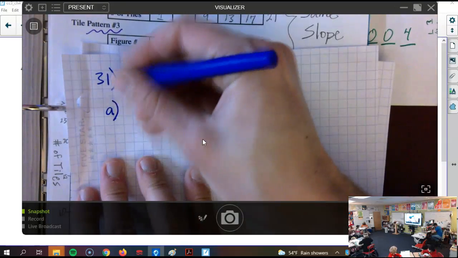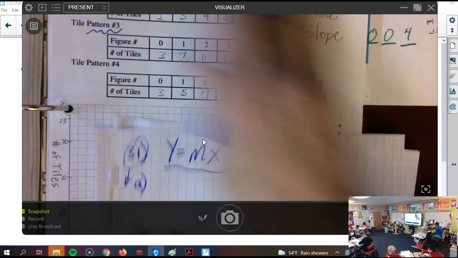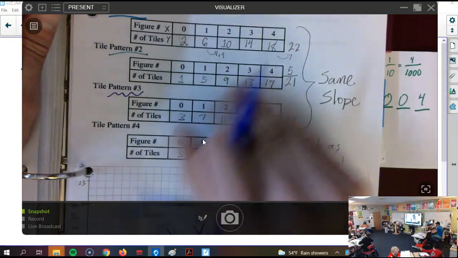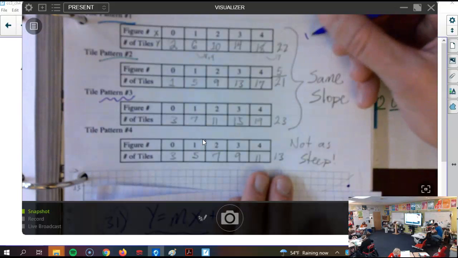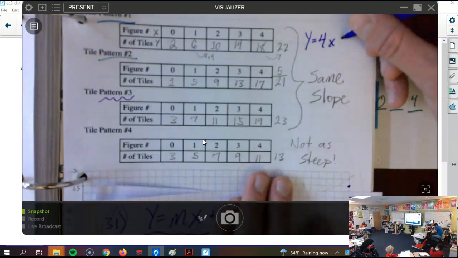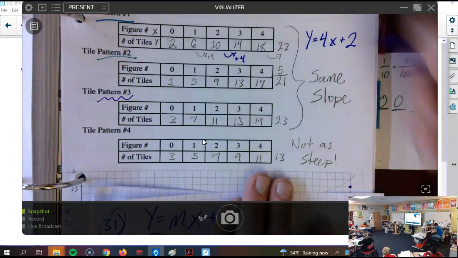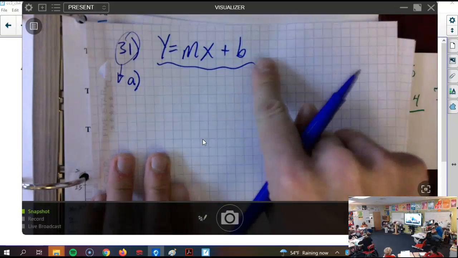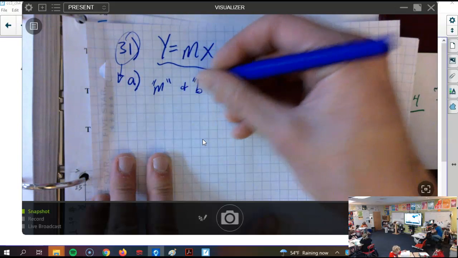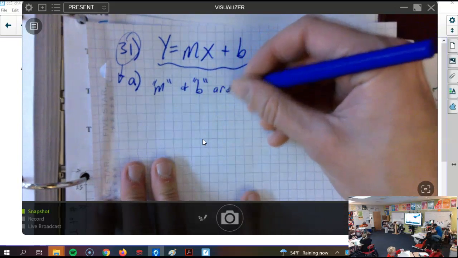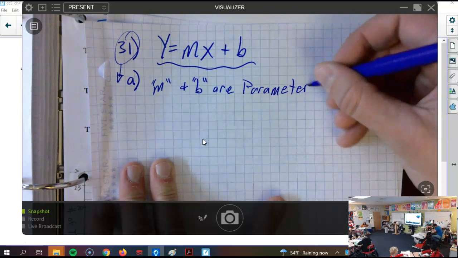So, sorry, I meant to write 31 down here, but then Jake distracted me. Yesterday, and you guys probably turned this in already, so that's why I'm going to remind you of it. Yesterday we had these tables, and some of us on our papers were writing the rules kind of like this because we saw the growth was consistently 4. So when we talk about y equals mx plus b, they say m and b are parameters.